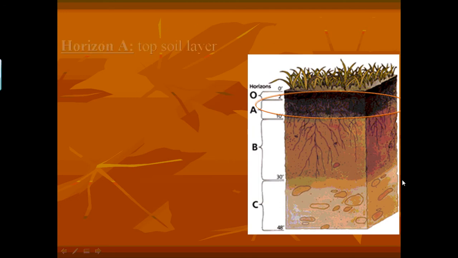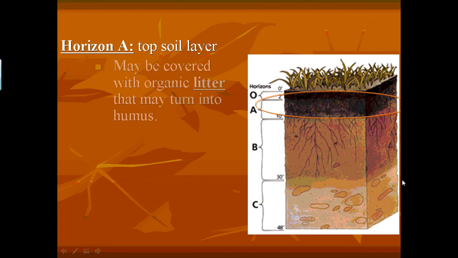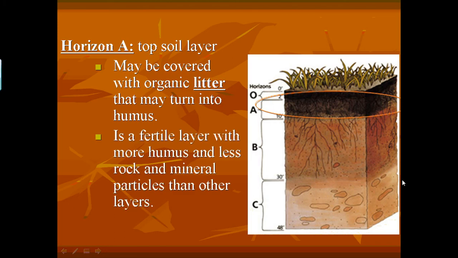We're going to break down each layer. So the A horizon is the top layer of soil. You can see what's circled in the picture. It may be covered with organic litter, that's organic matter from living animals or plants, that may turn into humus. If the living plants and animals die and decay, it'll turn into humus. It is very fertile, that means very good for plants to grow, with more humus and less rock and mineral particles than other layers. So more living organisms, more living or decayed matter will be up in the A horizon.